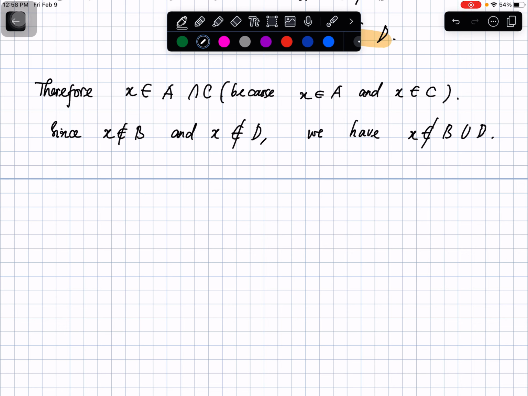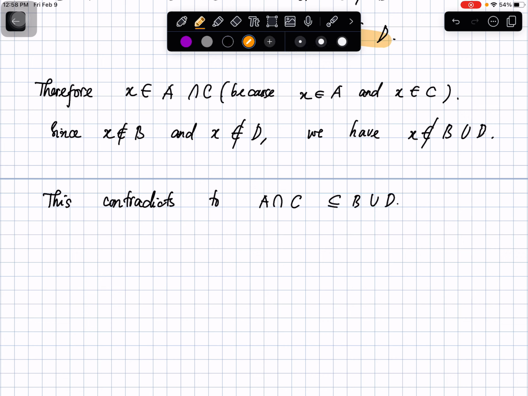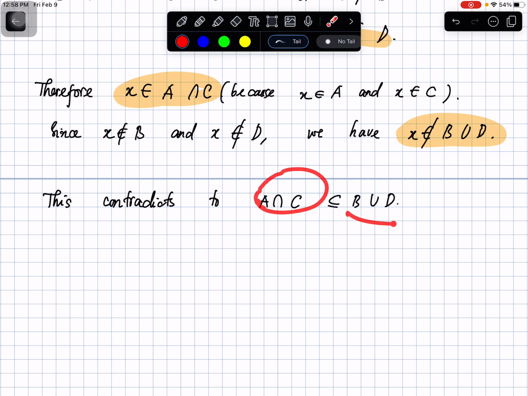So this contradicts that A intersect C is a subset of B union D. Yes, because anything in here must be in there. But now we have that x is in here, but x is not in there.